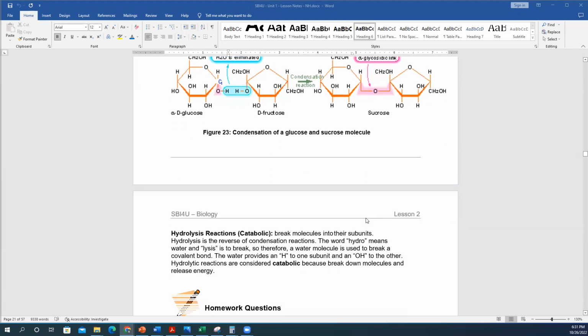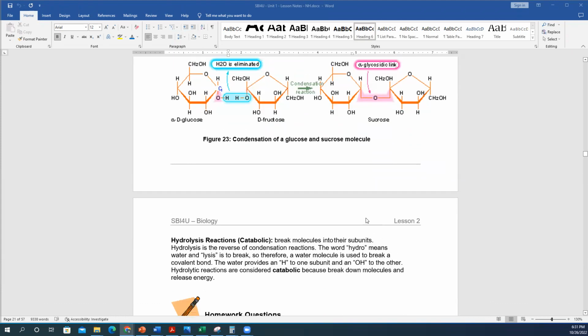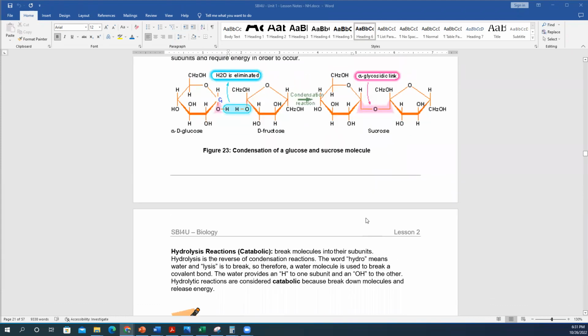And then the reverse is true in a hydrolysis reaction. In a hydrolysis reaction, it's a catabolic reaction. It's a breaking down of a larger molecule into smaller molecules. So the hydrolysis reaction is the exact reverse of this condensation dehydration type of reaction.